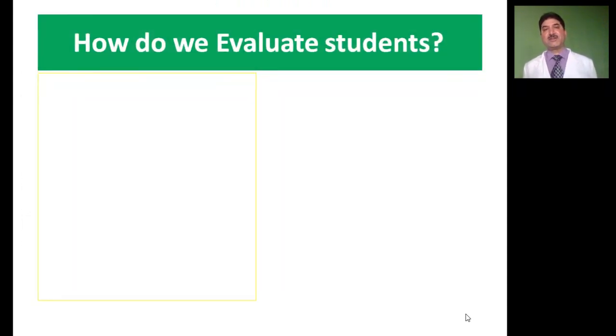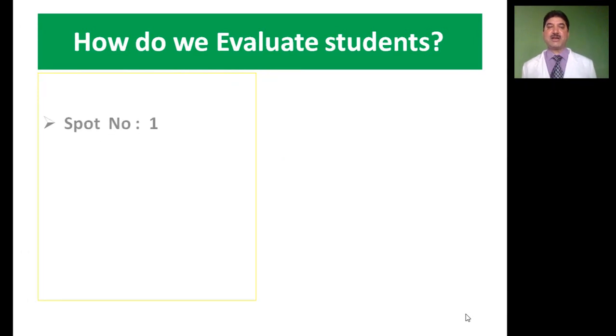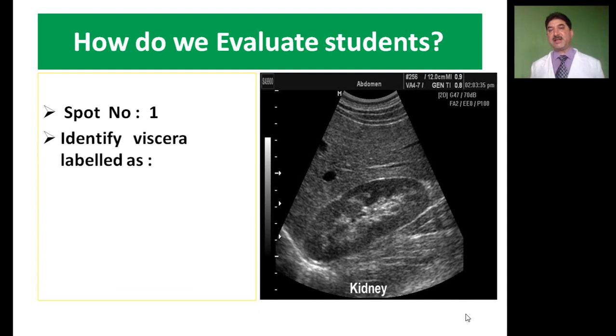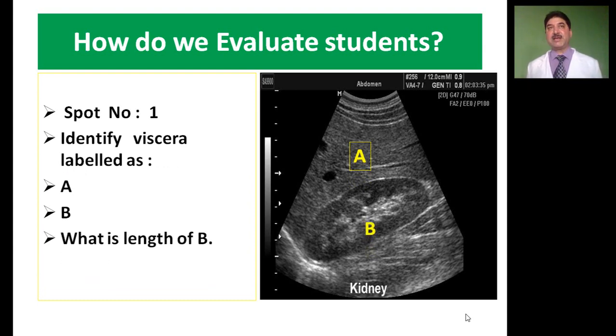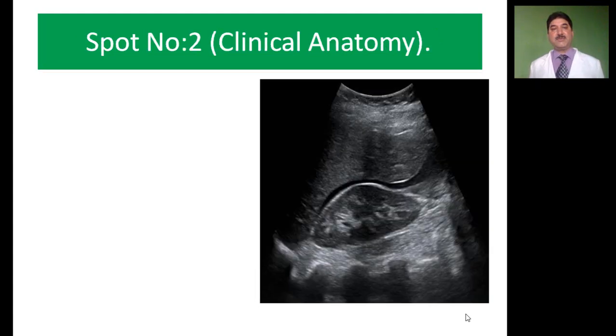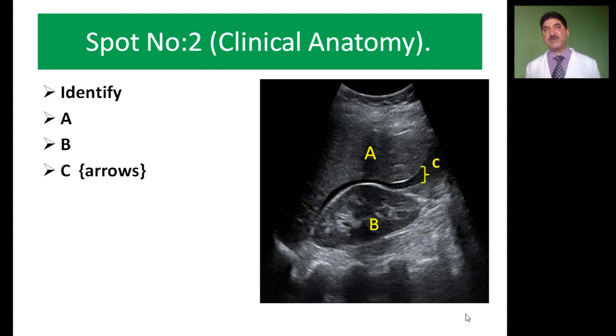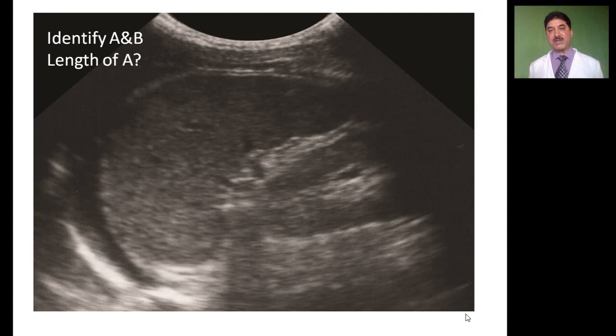How do we evaluate the students in the examination? You will get a picture like this. So part 1, identify the viscera labeled as A: it is the right lobe of the liver. B is the right kidney. What is the length of B? Normal length of the kidney is 12 centimeters. Identify: A is the right lobe of the liver, B is the right kidney, and C is the hepatorenal pouch of Morrison filled with fluid. That's why it appears hypoechogenic.